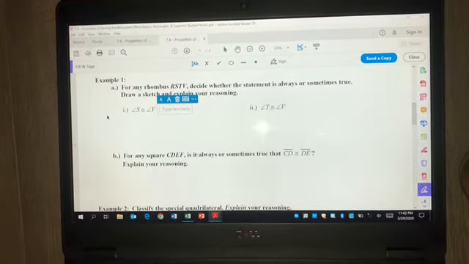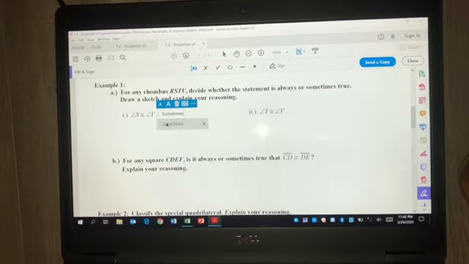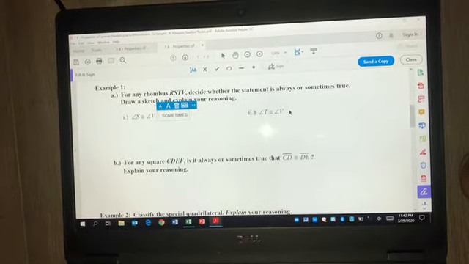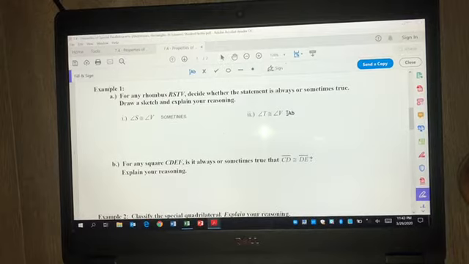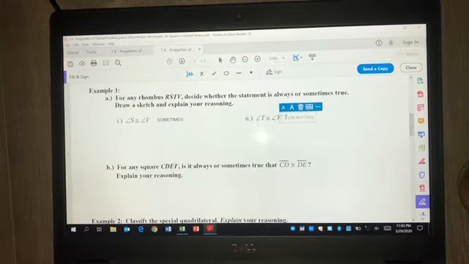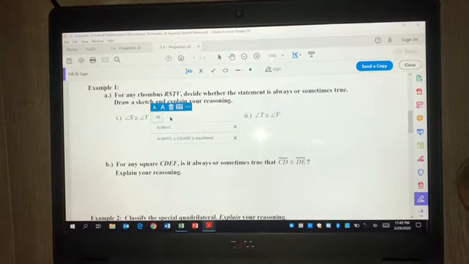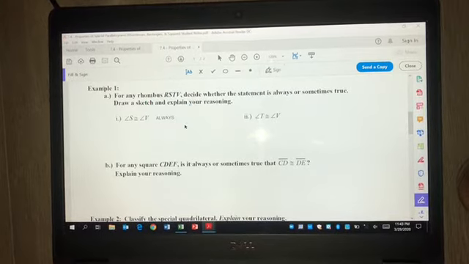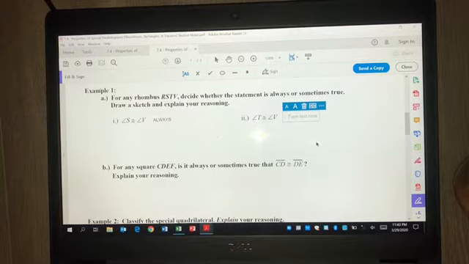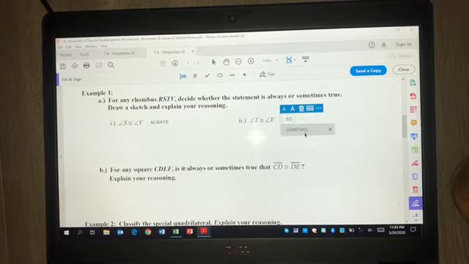So we're going to say that it will sometimes be true because S and V are opposite angles in the rhombus. Scratch that. We're going to say it's always true because they are opposite. Now T and V, since they are next to each other, or adjacent, this is what makes it sometimes congruent.